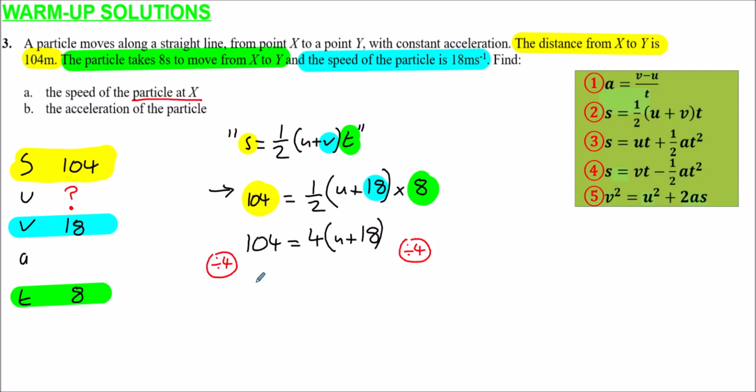104 divided by 4 gives us 26. So 26 equals u plus 18. Therefore, when we subtract 18 from both sides of this equation, we see that u is 26 minus 18, which is 8 meters per second. So u is 8 meters per second.